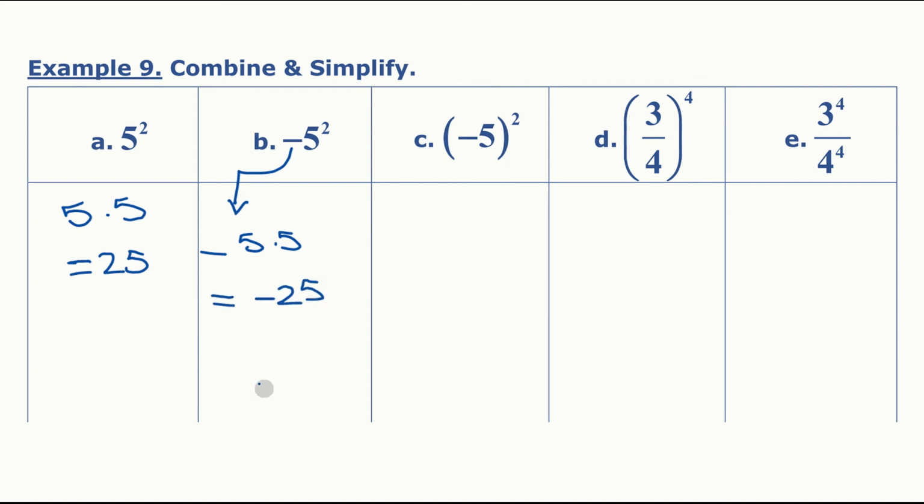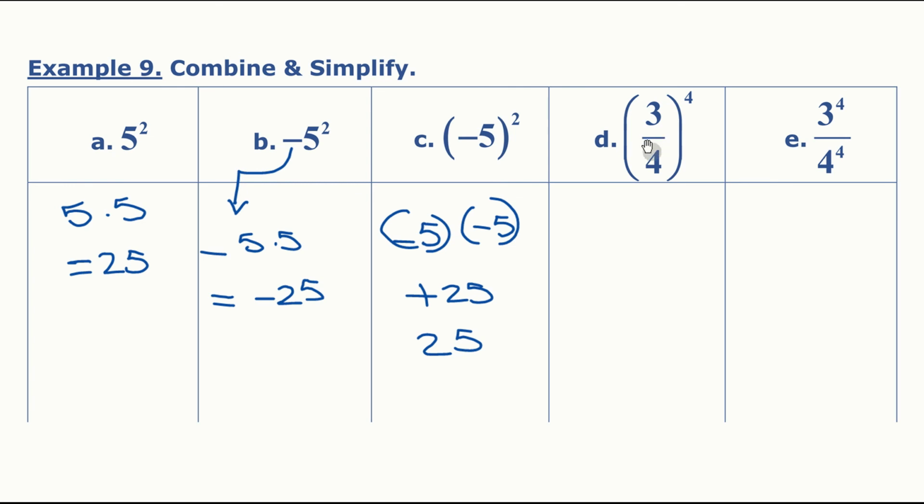A lot of students miss this because they see the square, they go, oh, that's going to become positive. No. This one might. Let's see. Because here the negative is being squared, so you're going to get negative 5 times negative 5. The base is negative 5, so here you do get positive 25, which we usually just write as 25.